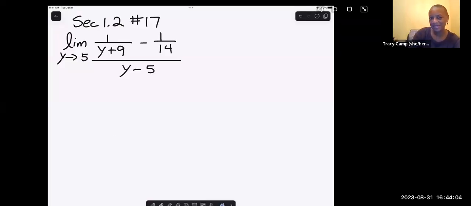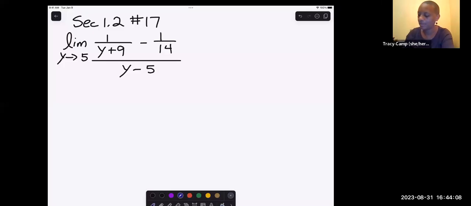All right, we have a clean slate now, and we're asked to find the limit of this function as y approaches 5. Just notice that if you did plug in 5 for y, you'd end up with 0 in the denominator. So that means that we need to do some work to not get 0 in the denominator. And in this case, we have what's called a complex fraction. A complex fraction is any fraction that has a fraction in it.